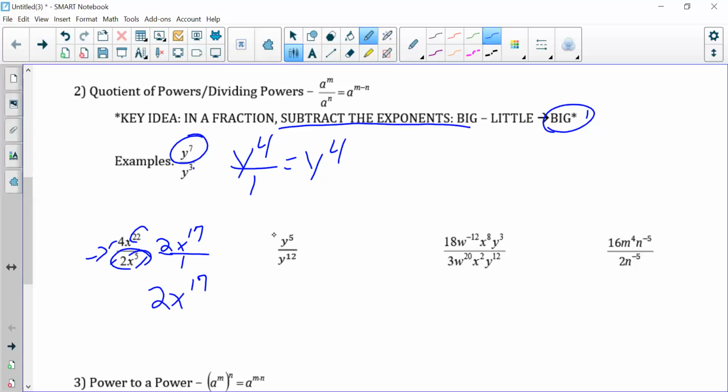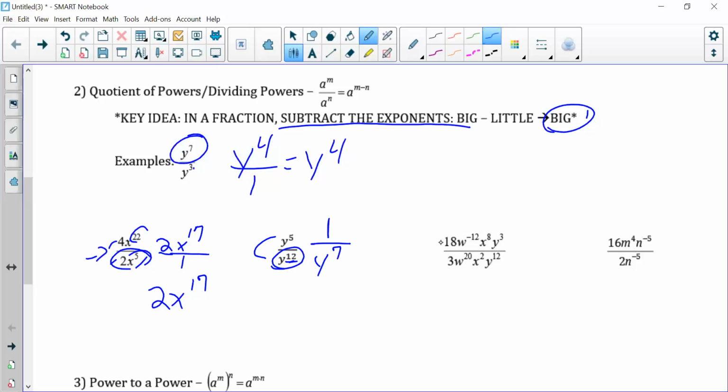Now, what about in this case? You notice that I've got my big one on the bottom. So I'm still going to say big minus little. So 12 minus 5 is what? 7. So y to the 7th power. But my big was on the bottom of the fraction. So I keep my answer on the bottom of the fraction. So this answer becomes 1 over y to the 7th.